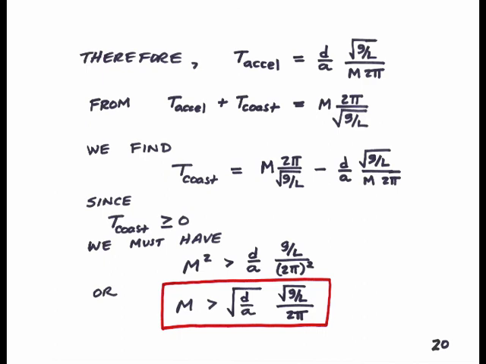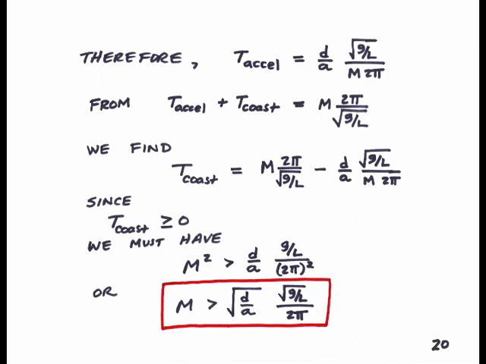Solving this expression for t_xl, we find t_xl equals d over a times the square root of g over L, divided by 2 pi m. Now since t_xl plus t_coast is equal to m times 2 pi over the square root of g over L, we can solve for t_coast. And t_coast is equal to m times 2 pi over the square root of g over L, minus d over a times the square root of g over L, divided by 2 pi m.